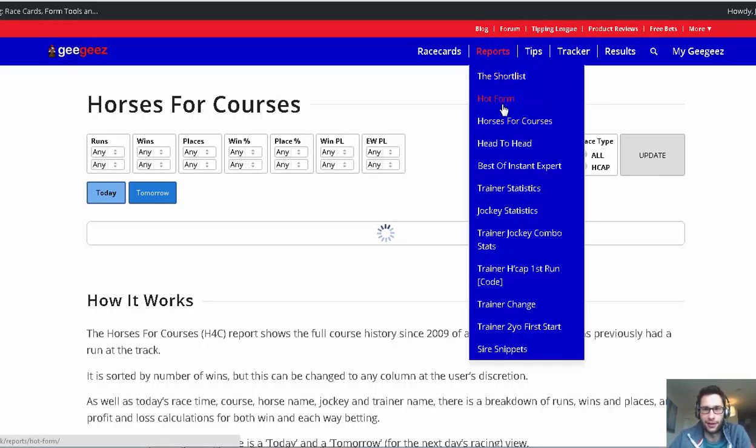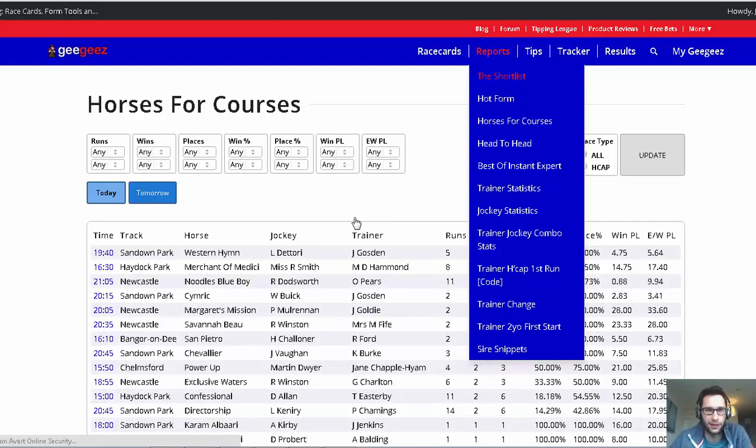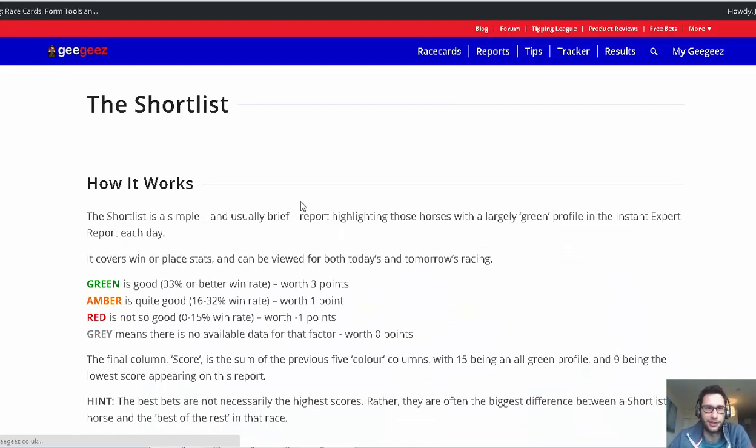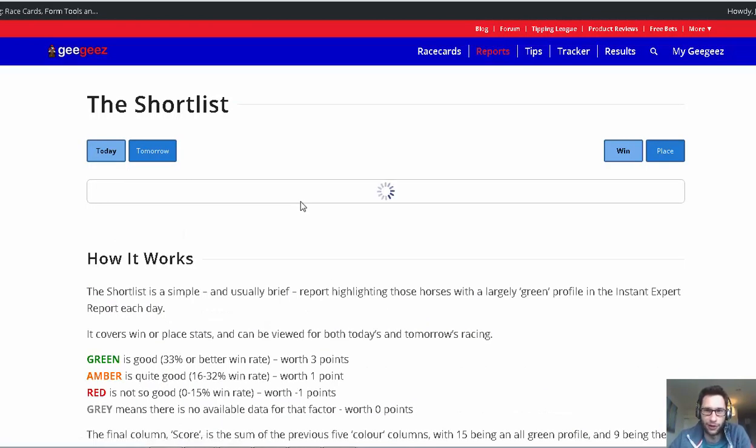The short list, that's quite good actually. That brings together, oh, there we go, Horses for Courses, and now I've just left it. Just loaded up. It was taking quite a while on my computer, probably because I'm using this software. So we've got the short list again. That explains how that works below, and that kind of takes away the best horses.